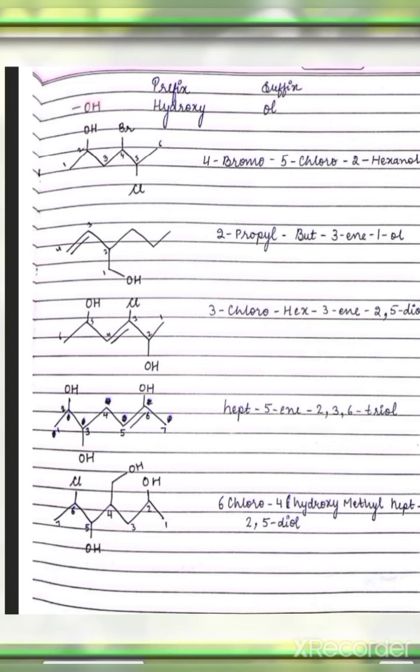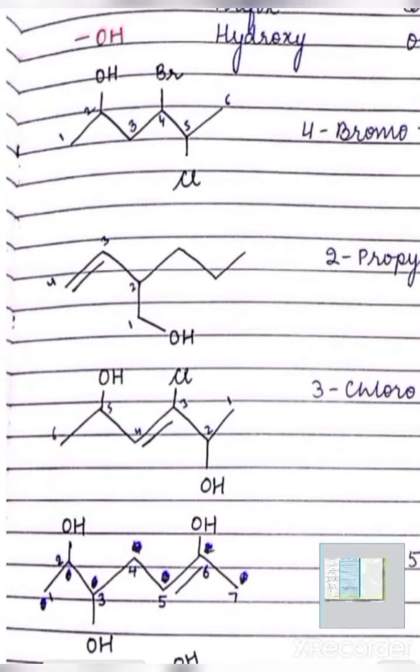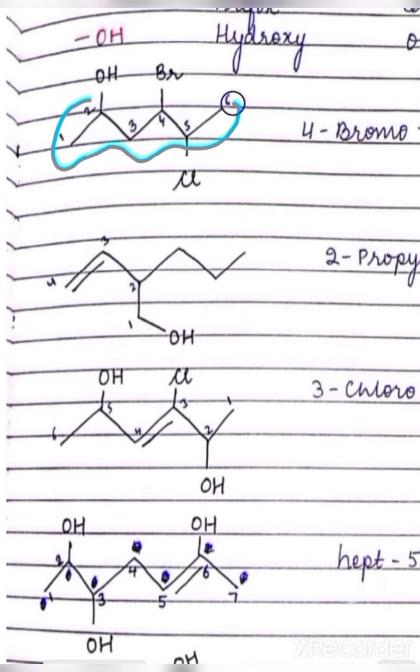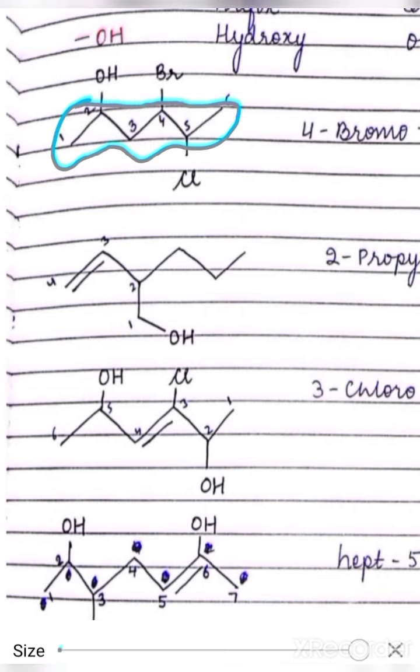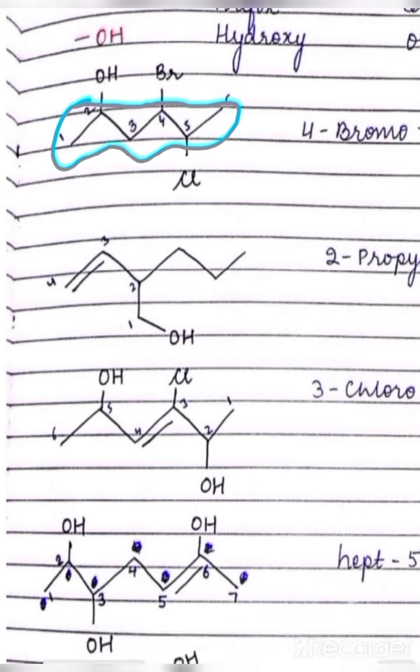Now we are starting with the alcohol group, meaning we are starting with the functional group and the prefixes and suffixes, how to use them in the nomenclature. First of all, with this example we will start. Here we have the principal chain having this one. Its numbering is given accordingly. The functional group is getting the lowest position, so it will be numbered from the left hand side.